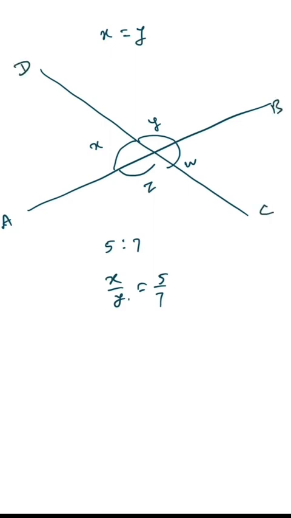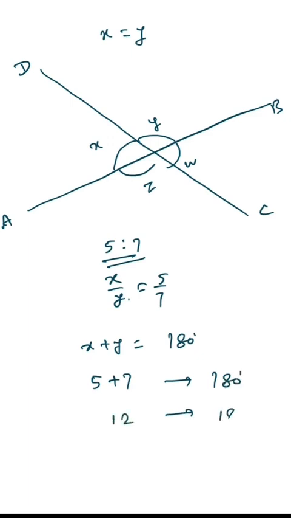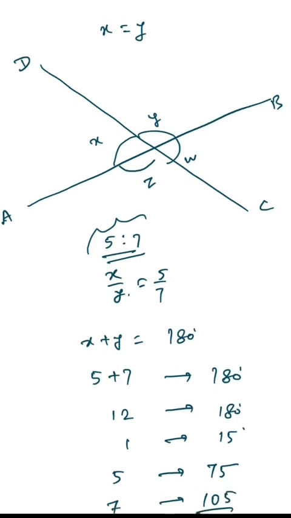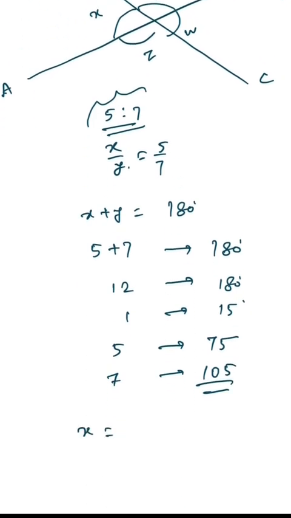Now since we have to find other angles, let's say they are X and Y. AB and CD are straight lines and X and Y lie on AB, so X plus Y will be equal to 180 degrees. Since X and Y are in the ratio of 5:7, 5 plus 7, which is 12, will be equivalent to 180, or 1 will be equivalent to 15, and 5 will be equivalent to 75. The other angle is equivalent to 7, which is 105.